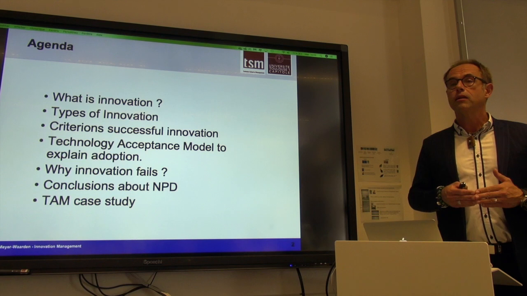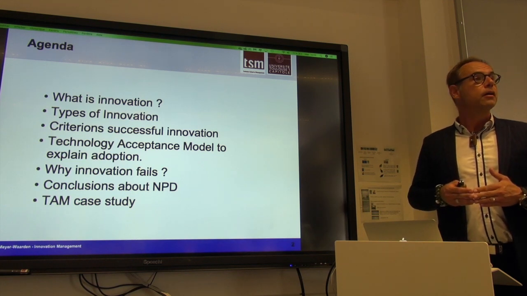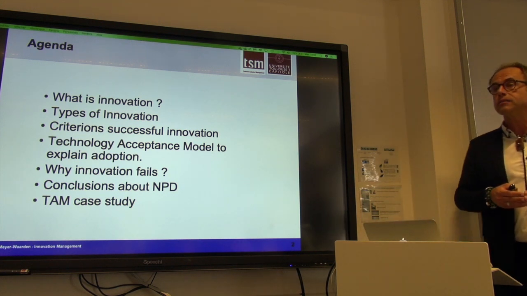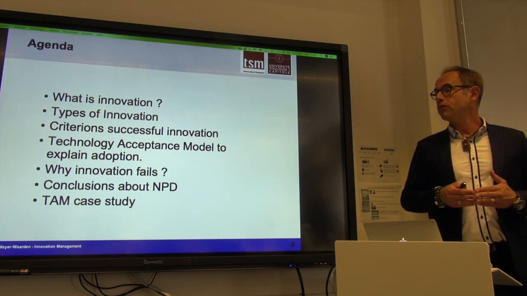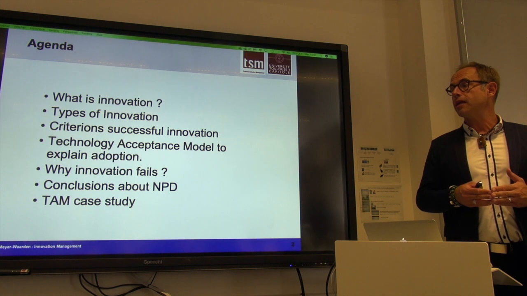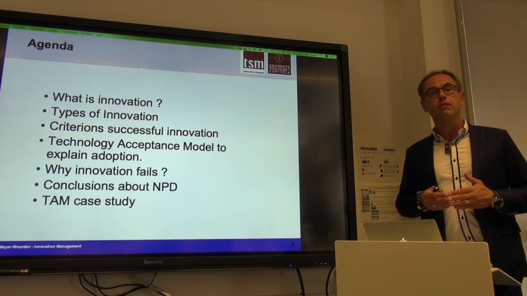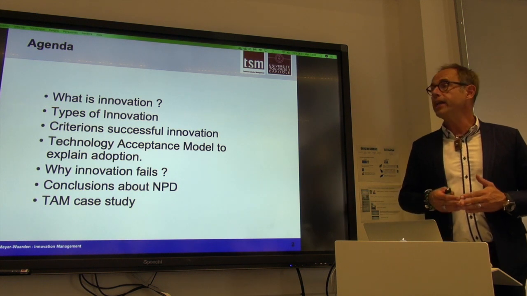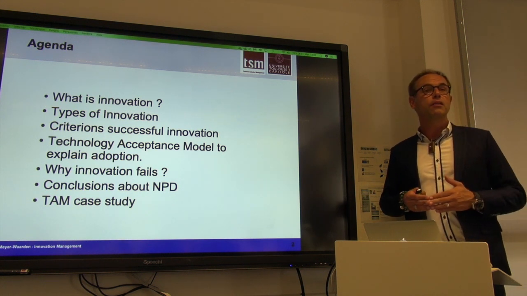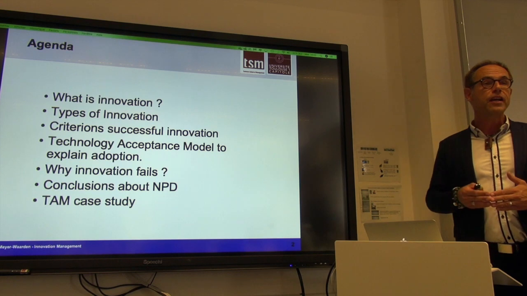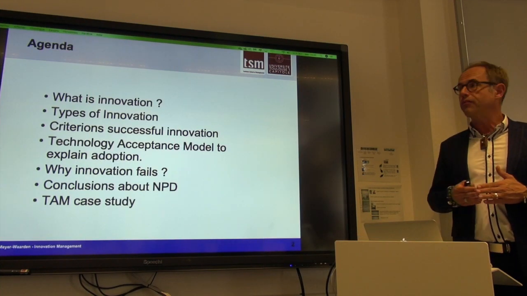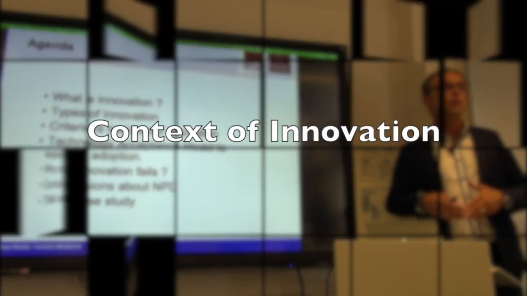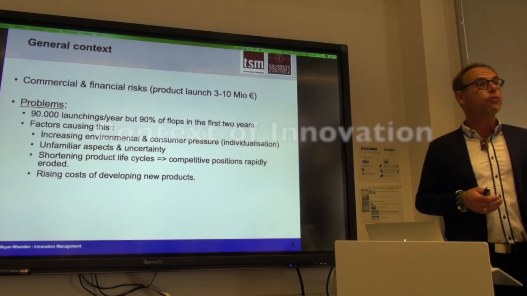And then we will see some examples. And we will finish the course with why innovation fails, and a conclusion about new product development and innovation. And I will explain then the technology acceptance model case study. Okay, so today we will start with what is innovation, and then we will see the different types of innovation, and I think we'll start with some criterions for successful innovation, or the general context of innovation, why innovation is important.